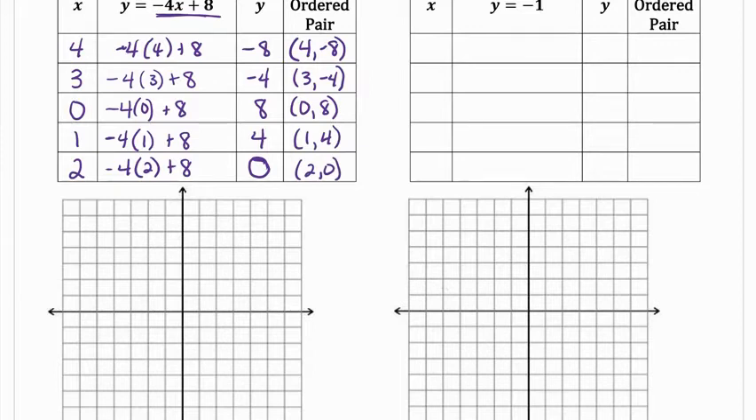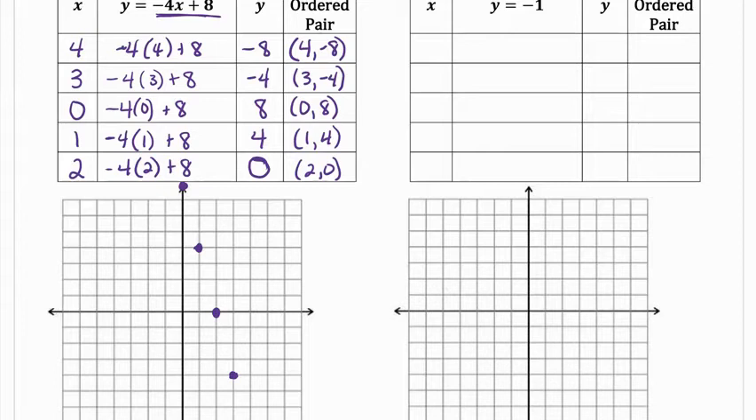Okay, so then if I go plot all those points, 4, negative 8, I'm just going to go one off my graph there. 3, negative 4 goes here. And I've got 0, 8, that's up here. 1, 4. I'm doing these out of order here. And then 2, 0.